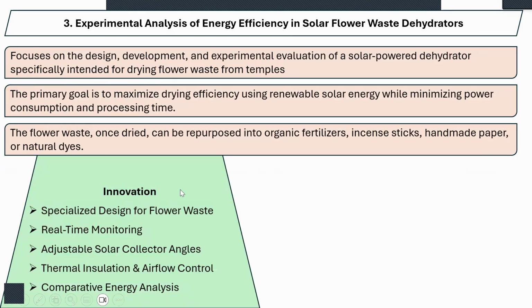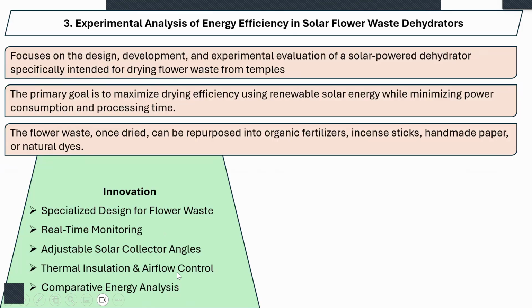Here, the innovation highlights are specialized design for flower waste. So it optimizes for the delicate texture and moisture content of flower petals and stems. Real-time monitoring means it uses sensors to measure temperature, humidity, solar radiation, and a data logging system to monitor the internal chamber condition. Adjustable solar collector angles means the modular design allows altering the angle of solar panels or glass covers for seasonal optimization. Thermal insulation and airflow control.